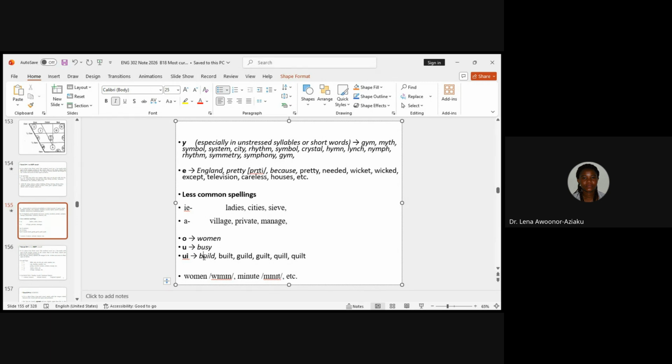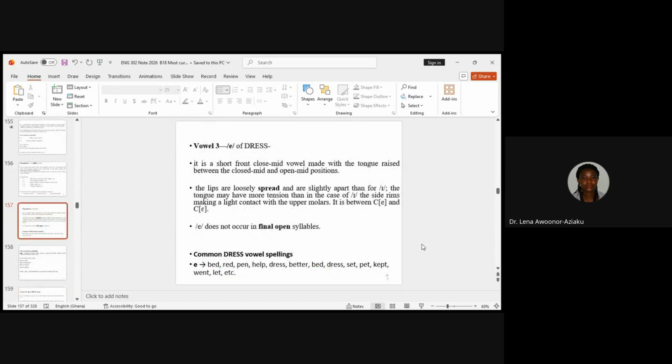Others like built. You built a house, built. Or it is guilt. Or quill or quilt. So we have women, minutes. And these are those that we are not conscious of. But today you are conscious of them. And when you are teaching students, you don't give them one example, two examples. Give them as many examples as possible so that they can keep practicing them.